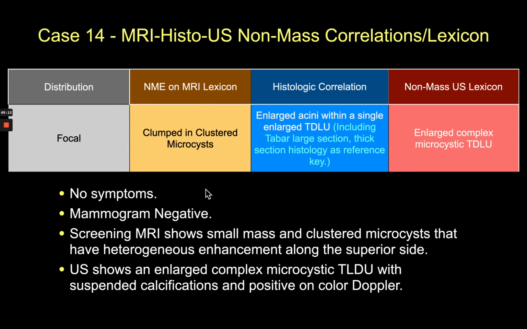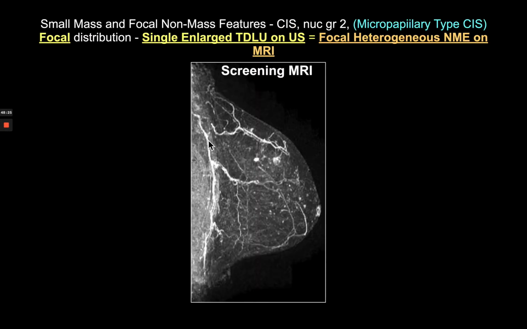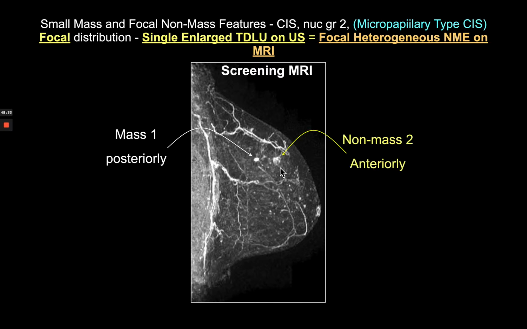So this is another case. This was a screening MR. We have two different things, a small mass and a very tiny focus of non-mass enhancement that's occurring in clustered microcysts. Here we can see the screening MR. We got a tiny little mass posteriorly and a larger area of non-mass enhancement anteriorly.